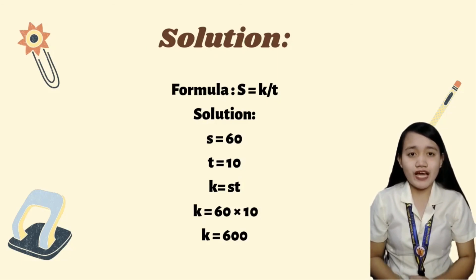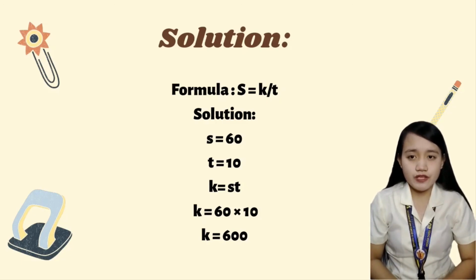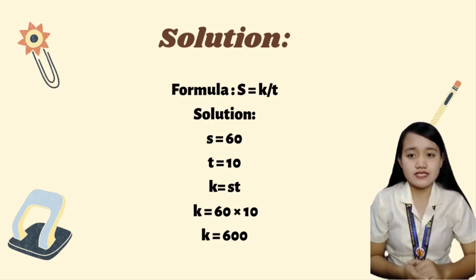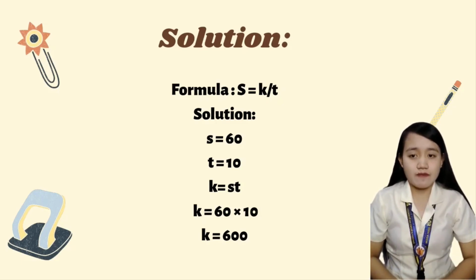For the last step, which is the solution, we have to know the solution. It is when we are able to give an answer to our plan that also answers our question or given problem. So the formula is S is equal to K over T. Our S is 60, the speed, and T is equal to 10, the time of the given problem. K is obtained by getting the product of S and T. So K is equal to S times T.